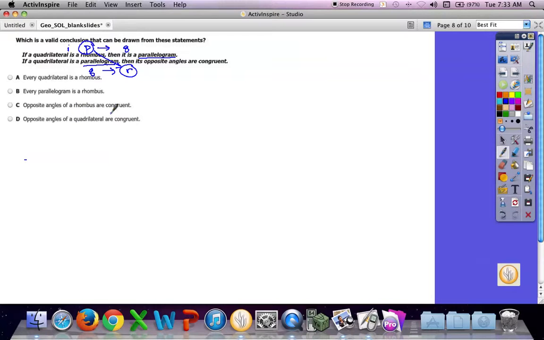And even though it's not stated in that way, if the quadrilateral is a rhombus, then its opposite angles are congruent. That is what we're saying. Opposite angles of a rhombus are congruent. If it is a rhombus, then the opposite angles are congruent. See? That's the law of syllogism.